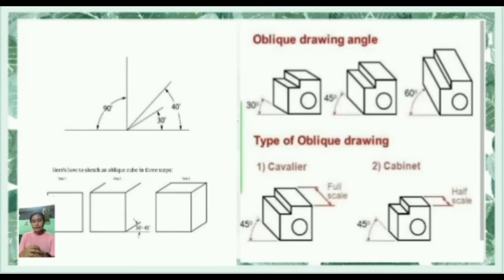There have two type of oblique drawing. First is cavalier and second is cabinet. So first is cavalier. Nag-measure siya og 45-degree angle. And as you can see the picture, sa ibabaw niya nga part, gitawag na siya og full scale rather. And the second is cabinet. Cabinet ang yang sayang upward is gitawag siya half scale.